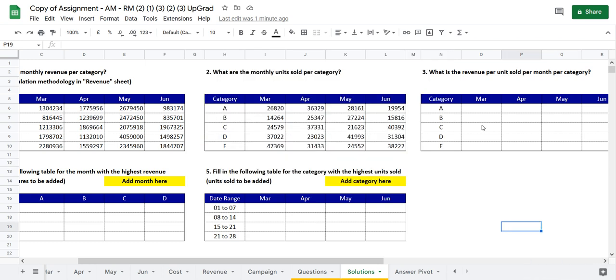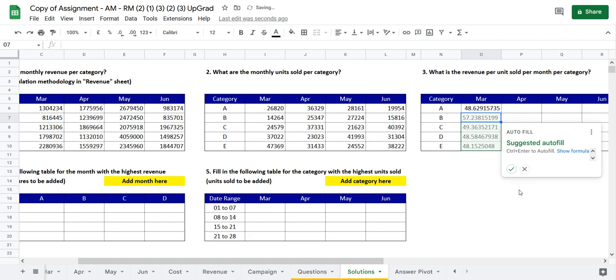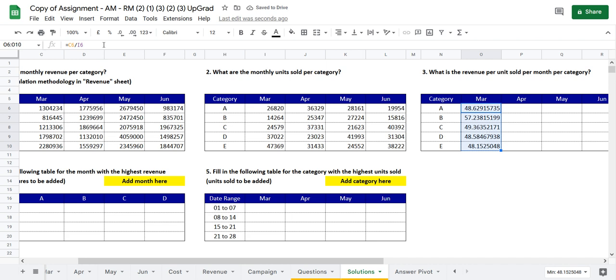okay, so if you observe the third question, it is very easy. Actually the question is, what is revenue per unit sold per month per category? Okay, so basically we have revenue, we have units sold, so we have to just divide it. So for March it will be this particular number divided by units sold in March. Okay, so we can give the decimal digit, so 2 digits will be sufficient, right? So I'll do like this.